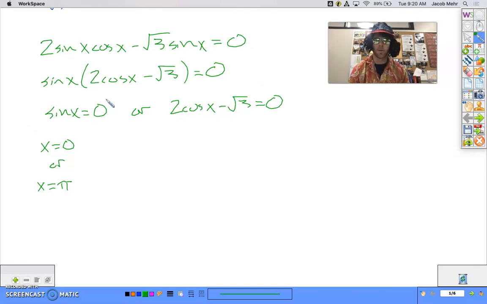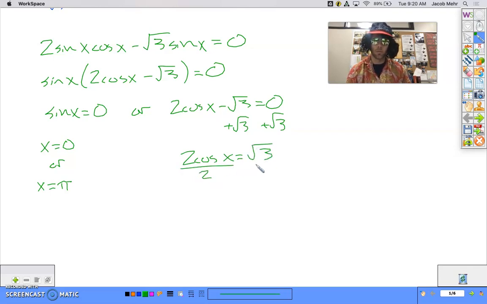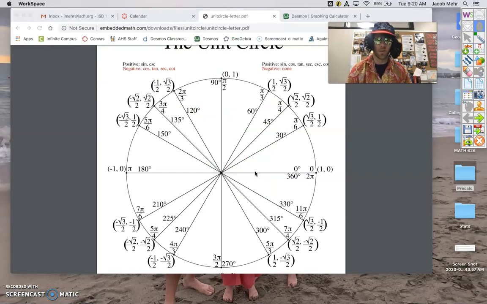Over here, well, when we had the sine of x equal to 0, that was really nice. We could just look at our unit circle. So let's isolate the cosine of x. Let's add the square root of 3 on both sides. Let's divide by 2. We get the cosine of x equals root 3 over 2. So then again, where in that first revolution is the cosine equal to the square root of 3 over 2? That would be at pi over 6, and 11 pi over 6.